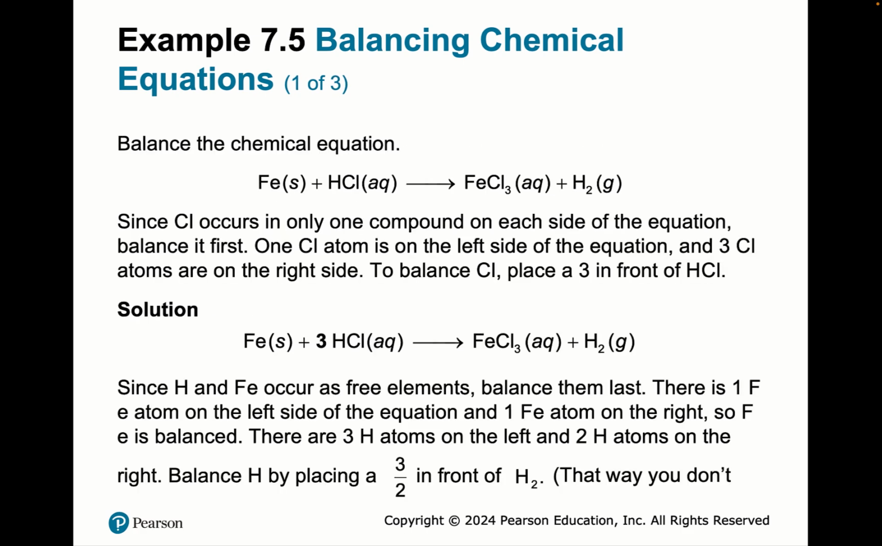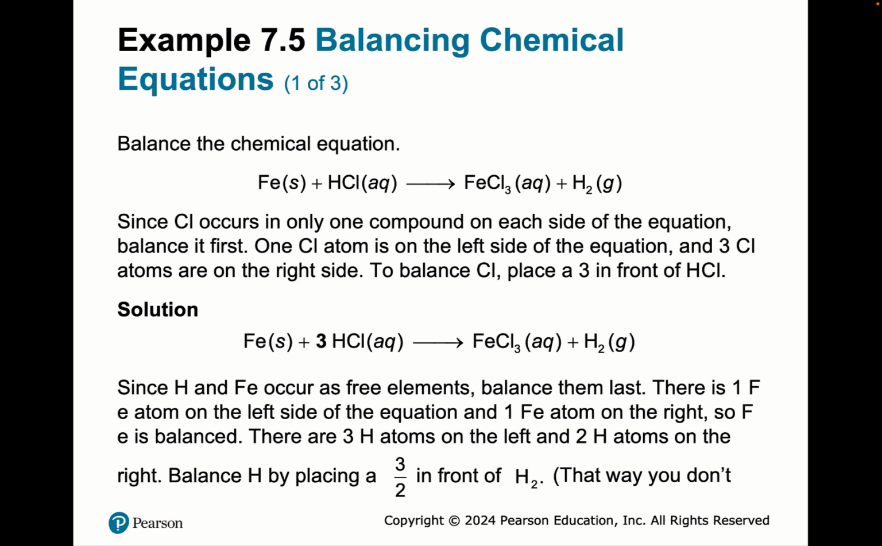So let's look at this one. Iron plus hydrochloric acid making iron 3 chloride and hydrogen gas. So start off with the irons, which are easy, already 1-to-1. Now let's do the chlorines next. There's 3 chlorines on the product side, so we need to put a 3 in front of the HCl.